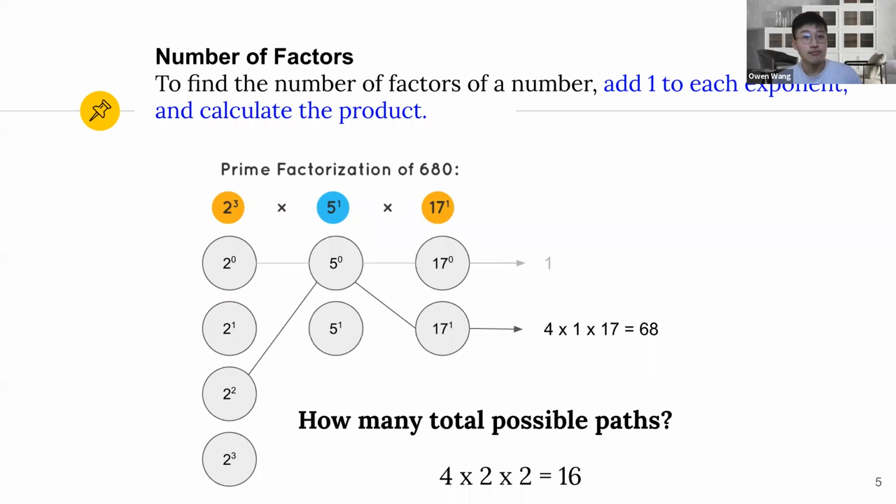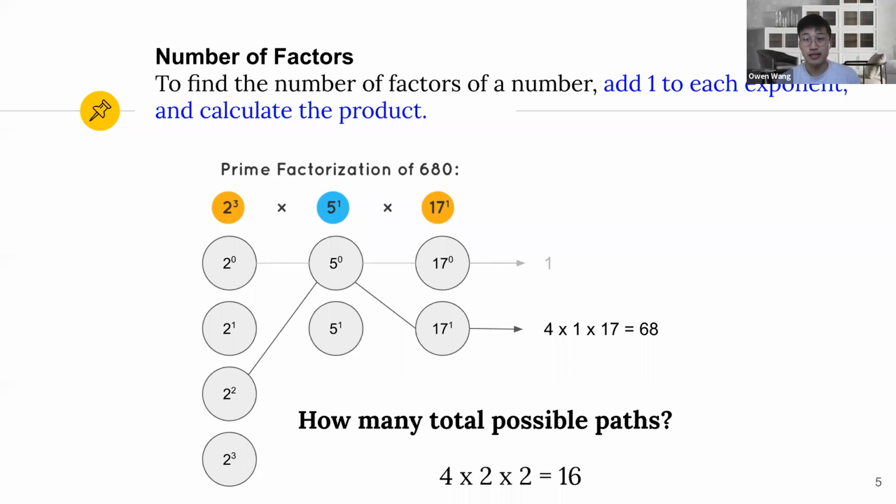So yeah, two of the biggest things we learned last week were the number of factors of something and the sum of all the factors of something. And to find the number of factors, we find their prime factorization, we take the exponents, add one to each, and then find the product of all of these.